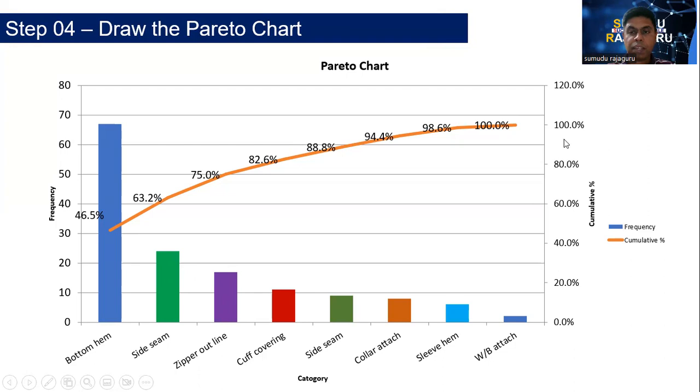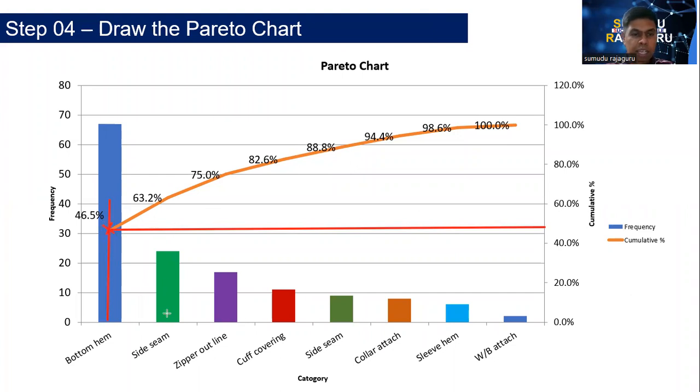You can see, this is actually the cumulative percentages. Then by considering the cumulative percentage axis and the x-axis, for example the bottom hem, we have to take the center of the bottom hem. Okay, I'll show you. We take the center of the bottom hem, then take the cumulative frequency from this axis. Then based on the cumulative frequency related to the bottom hem, we mark this point.